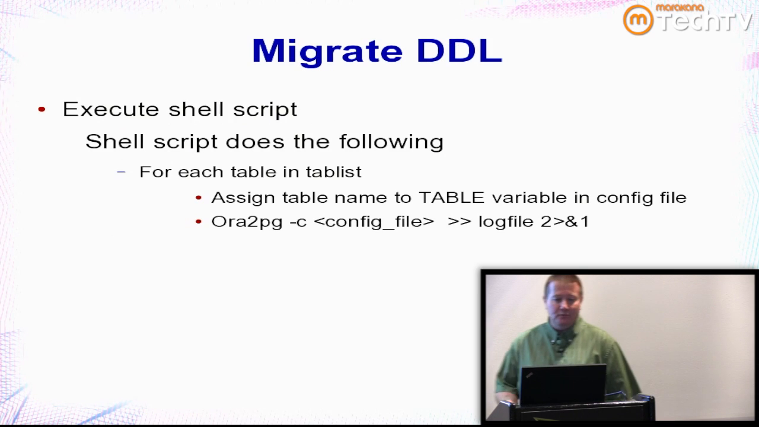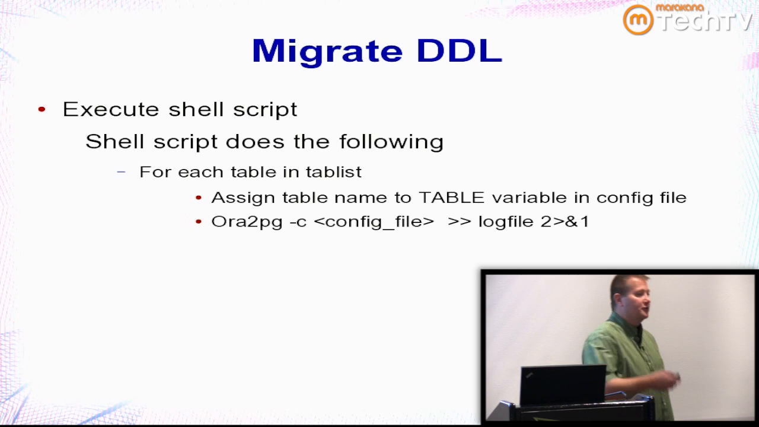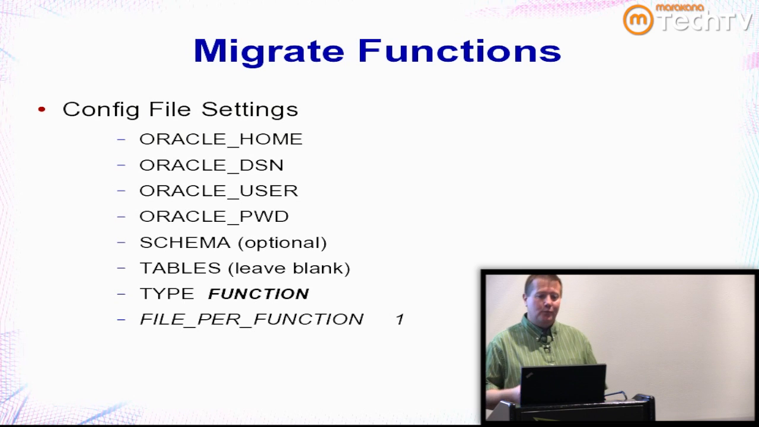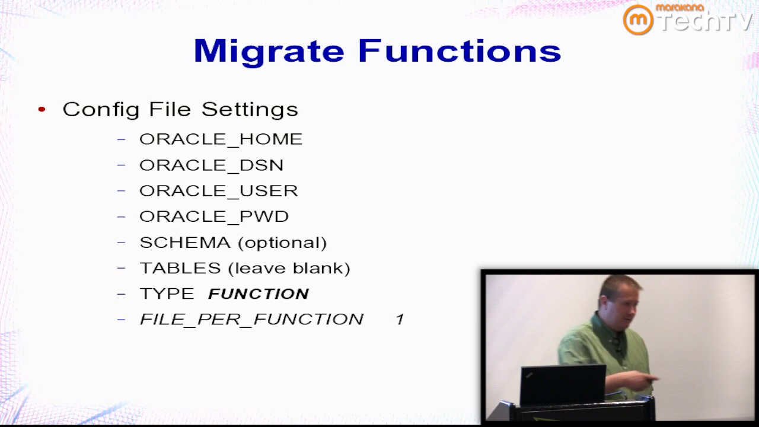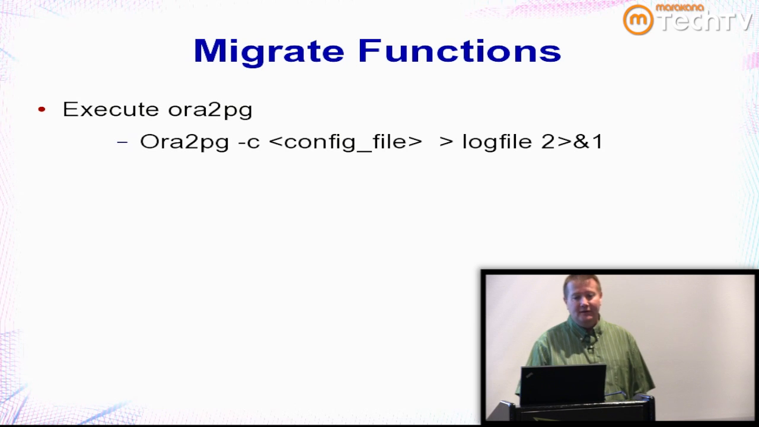And then likewise, we would execute the shell script that would migrate the remaining DDL, i.e. the indexes, the alter table statements, and so forth. And then as a last step, we came back and did the functions. We went into the config file and created a separate config that had the type set to function. We set the file per function to 1, so we got a separate file for each function. And it gave us an opportunity to review those functions before we executed them against the Postgres database.